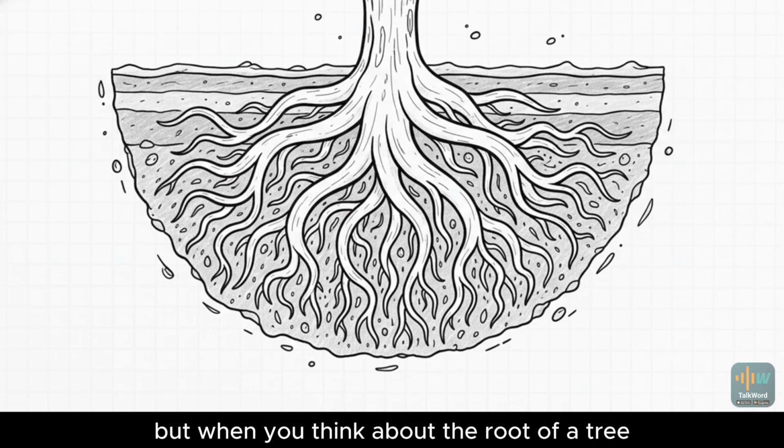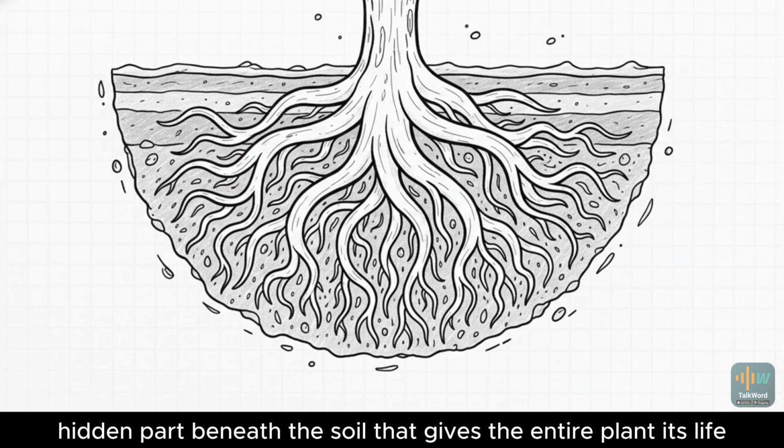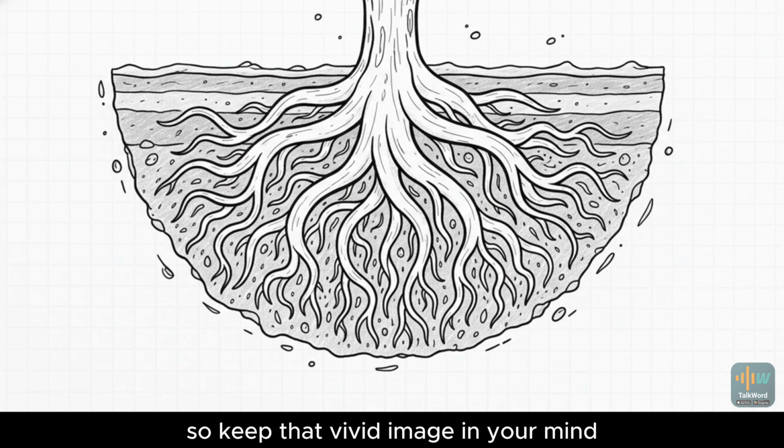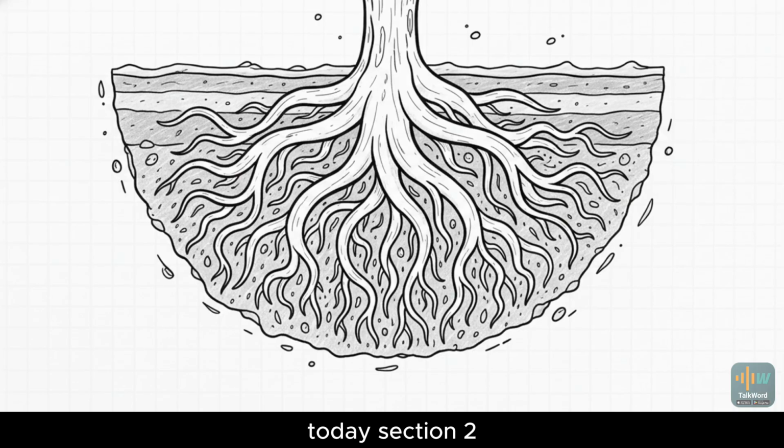Crazy, right? But when you think about the root of a tree, it's the ultimate foundation. It's that essential, hidden part beneath the soil that gives the entire plant its life, its structure, and its stability. So keep that vivid image in your mind, that deep underground root, because it's the absolute secret to understanding exactly how we use this word today.